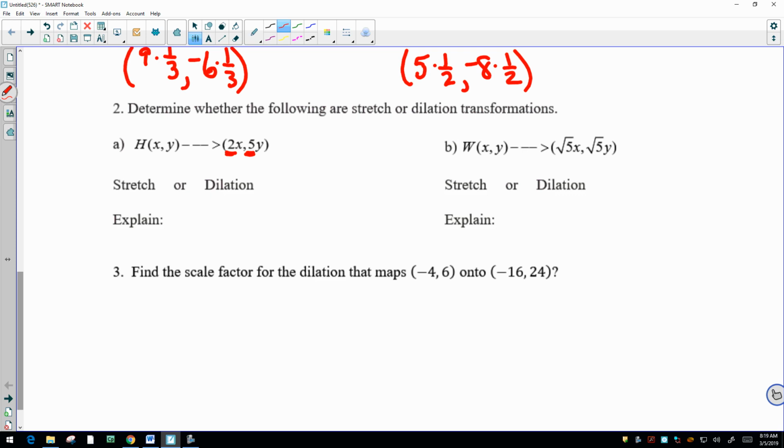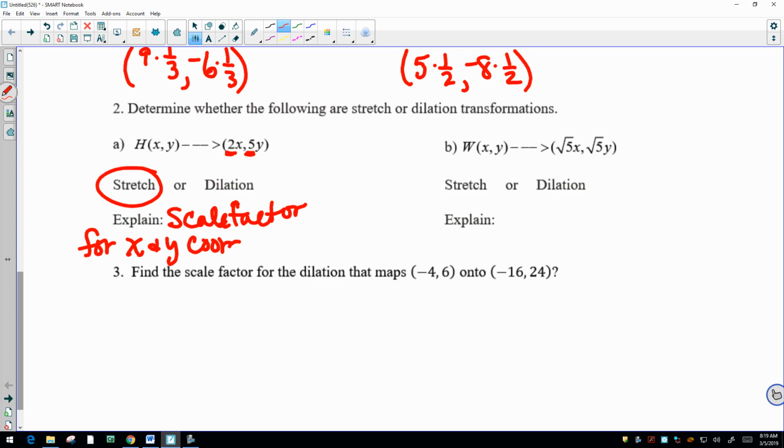I've still changed it, I've still transformed it, but it's not a consistent transformation. So I would have to call that a stretch. So why would I call it a stretch? I would just say my scale factor for the x and y coordinates are different, and they should be the same if it's going to be a dilation. So if we look at letter B, we're multiplying x by the square root of 5, y by the square root of 5. So that's the same scale factor, that's going to give us a dilation. Okay, our explanation, kind of like what we said, same scale factor.